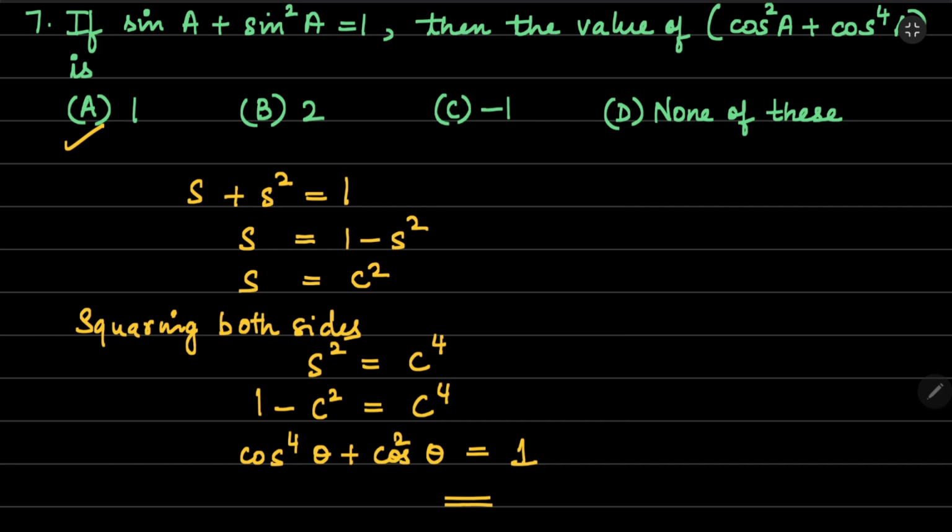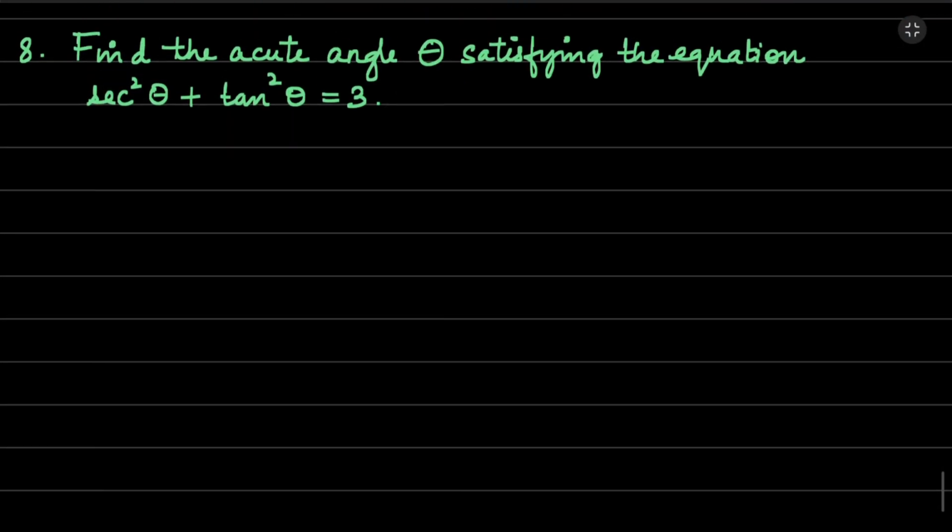Let's move on to the 8th question quickly. I hope you're able to understand. It's just, instead of sine, I'm writing S, and instead of cos, I'm writing C for my convenience. Find the acute angle theta satisfying the equation secant square plus tan square equal to 3.